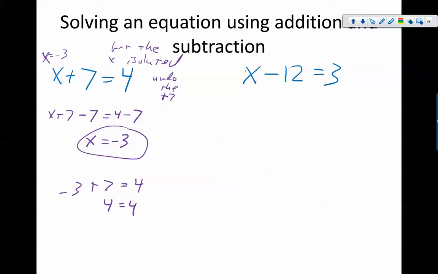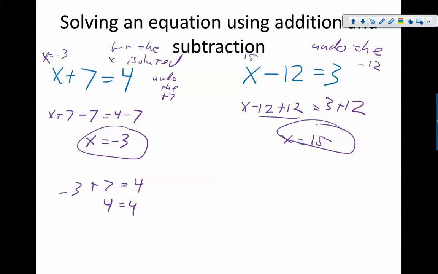Here, again, x minus 12 equals 3. What number has to be here, the x, to make this right? I'm sure you could look at that and say it's 15. Fantastic. I'm glad you have that skill. But remember, we're learning a process of solving here because it's going to get more complex. I need to undo the minus 12. And to undo the minus 12, I'm going to add 12. If I'm doing that to the left-hand side, I have to also do that to the right-hand side. This makes 0, and this becomes 15, so x is 15.